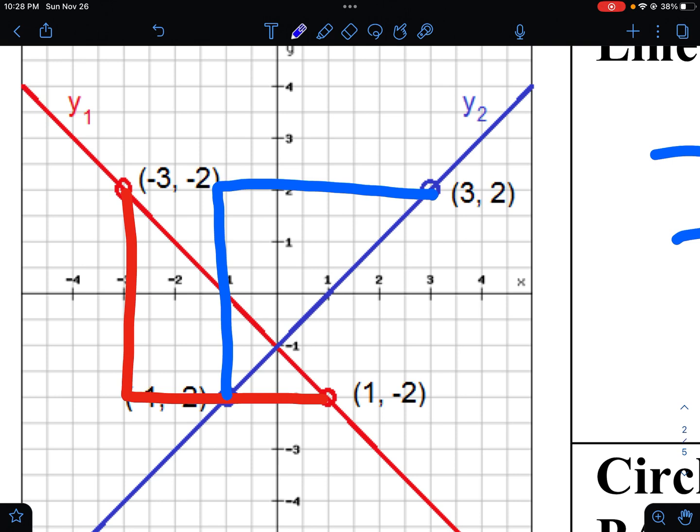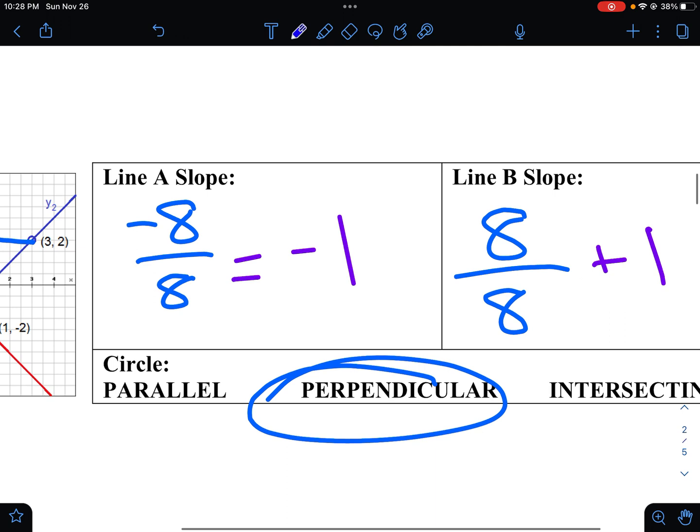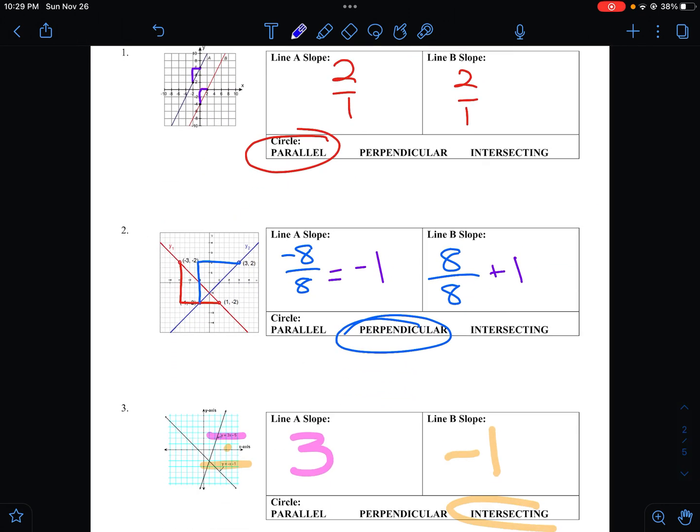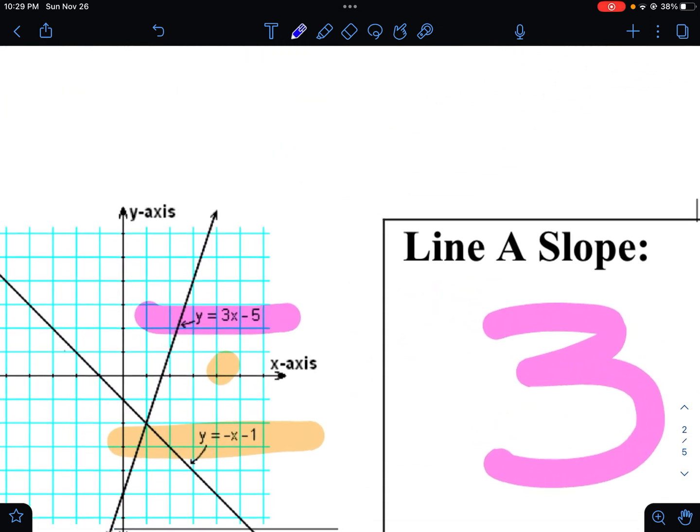When you look at the next one, you can clearly see that it's down 8 and over 8 on the red. On the blue line, it's up 8 and forward 8. So when you work those out, negative 8 over 8 reduces to negative 1, and 8 over 8 also reduces to positive 1. And if I were to reciprocal those, they would still be 8 over 8, right? So that makes that perpendicular, because one of them is positive and one of them is negative.